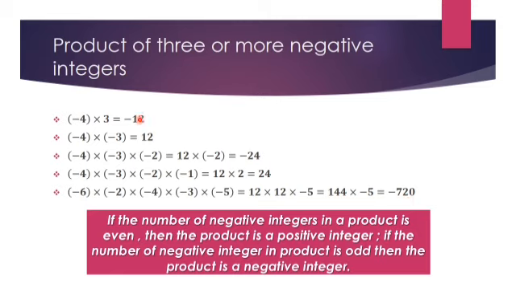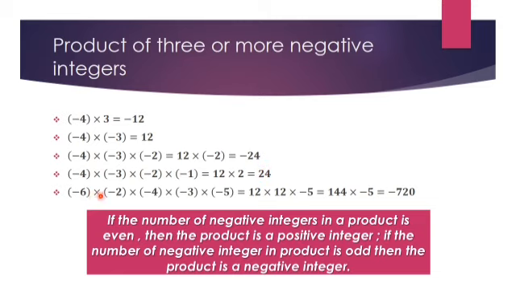Okay, what is the speciality of these questions? If you have any idea, what is that? In the first case, the number of negative integers is 1. Then the answer is negative. In the second case, the number of negative integers is 2. The answer is positive. And in the third case, the number of negative integers is 3 and the answer is negative. And also when the number of negative integers is 4, the answer is positive. What's the speciality of this?